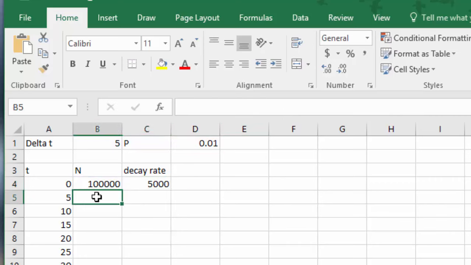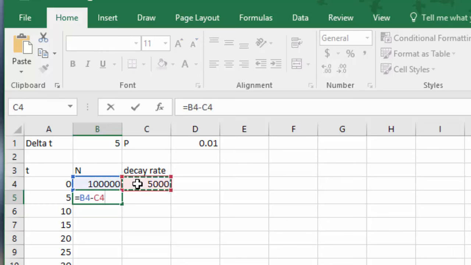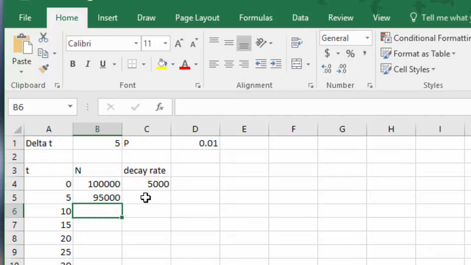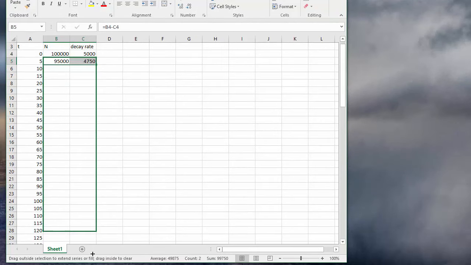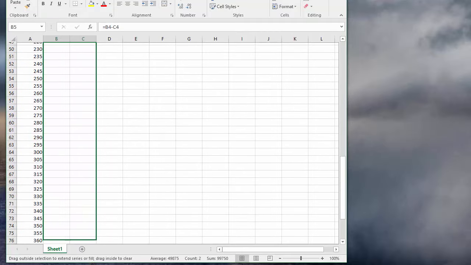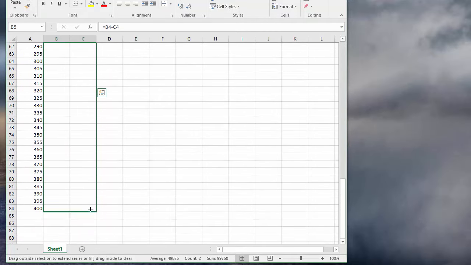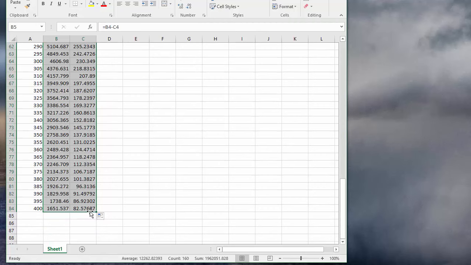Okay, so now what's the number of particles going to be after one time step? Well, that's going to be equal to the number before the time step minus the decay rate. What's the decay rate? It's going to be the same equation as before. And so all we need to do is drag this all the way down. And we should have our answer.